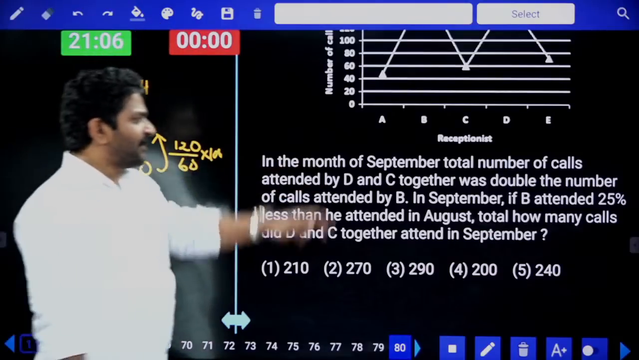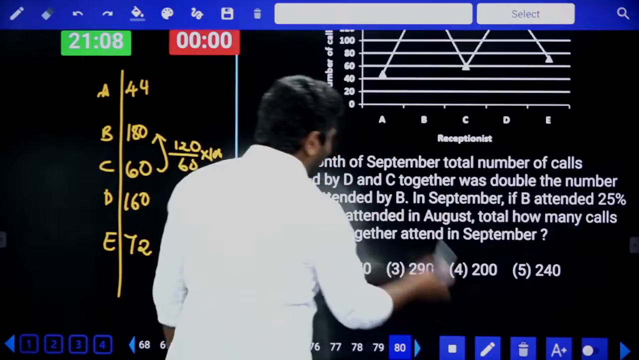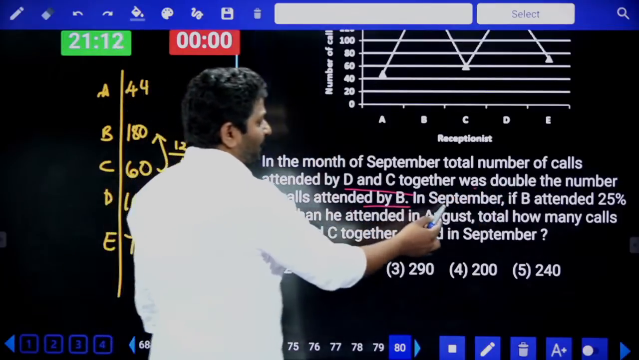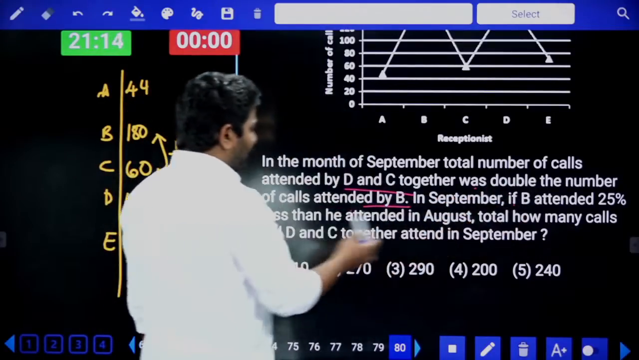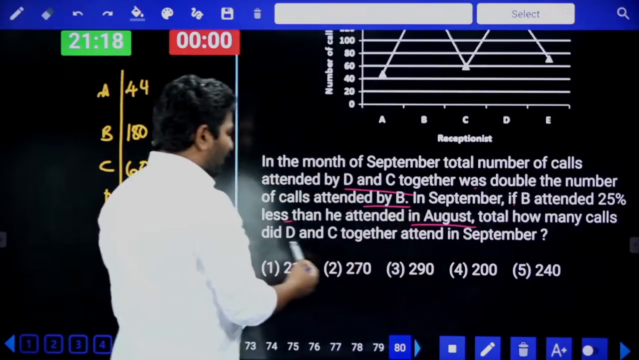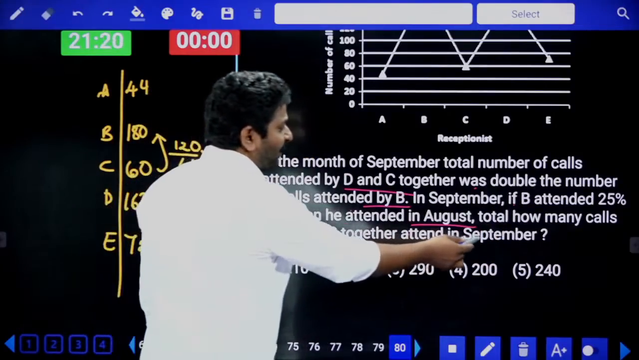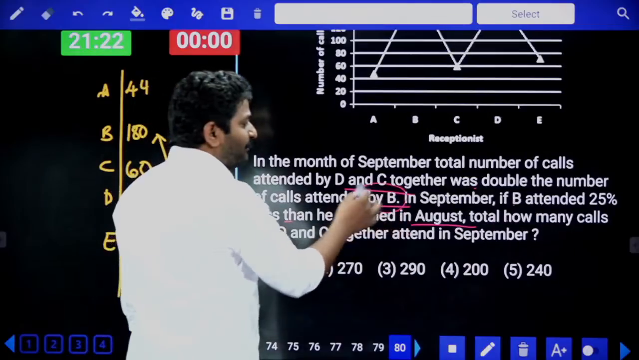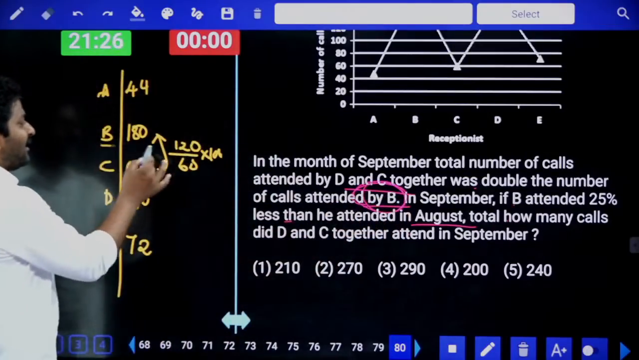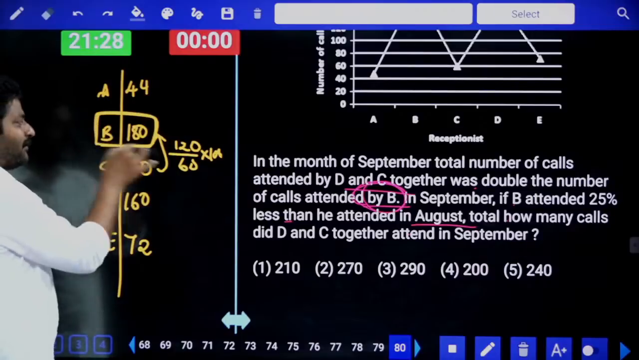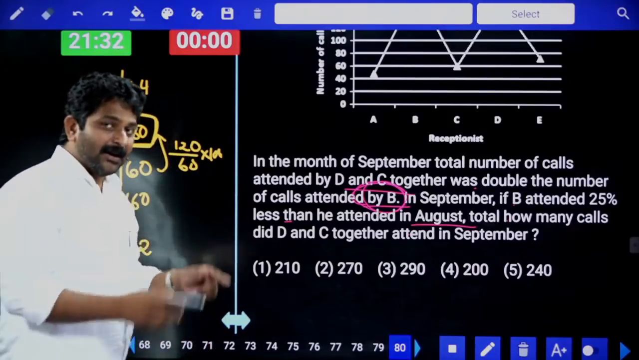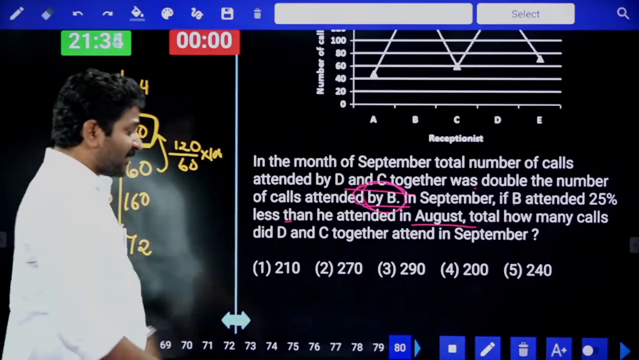Yes, in the month of September, total number of calls attended by D and C together was double the number of calls attended by B. In September, if B attended 25% less than that he attended in August, how many calls did B and C together attend in September? If you can get B value, by making 2 times of it, we will get the answer. B value is 180, which is a 9 multiple. If you calculate whatever percentage, that is again 9 multiple. Again, if you take 2 times, answer is also 9 multiple.